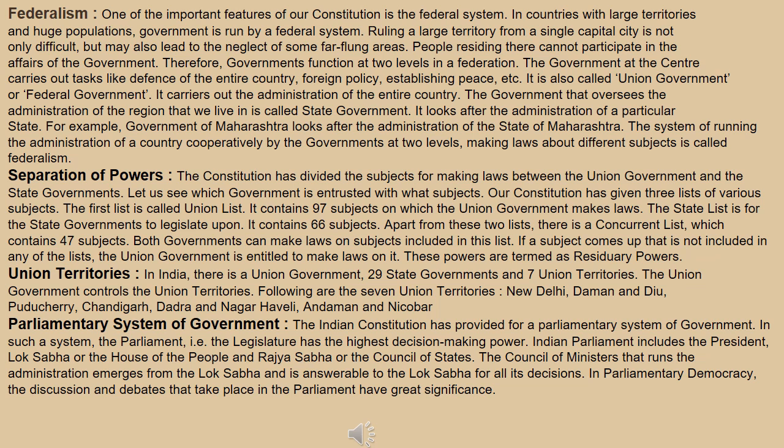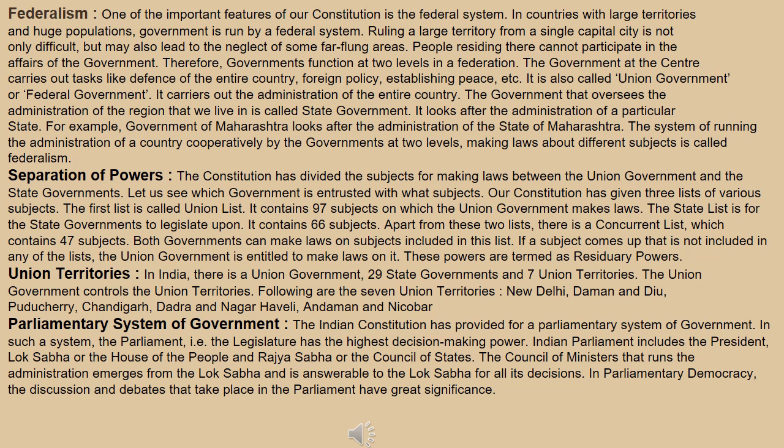The State List is for the state government to legislate upon. It contains 66 subjects. Apart from these two lists, there is a concurrent list which contains 47 subjects. Both governments can make laws on subjects included in this list. If a subject comes up that is not included in any of the lists, the union government is entitled to make laws on it. These powers are termed as residuary powers.